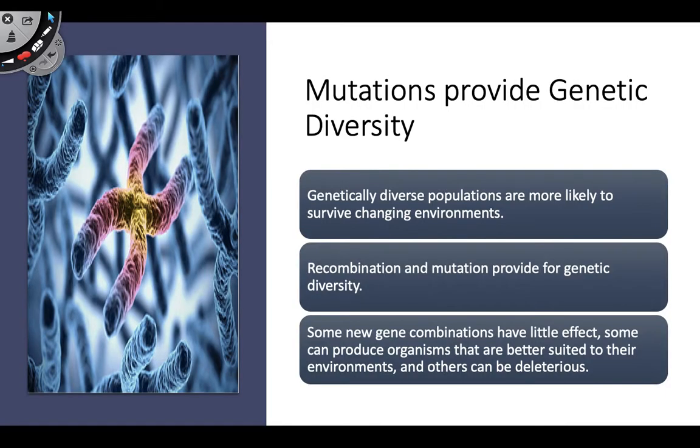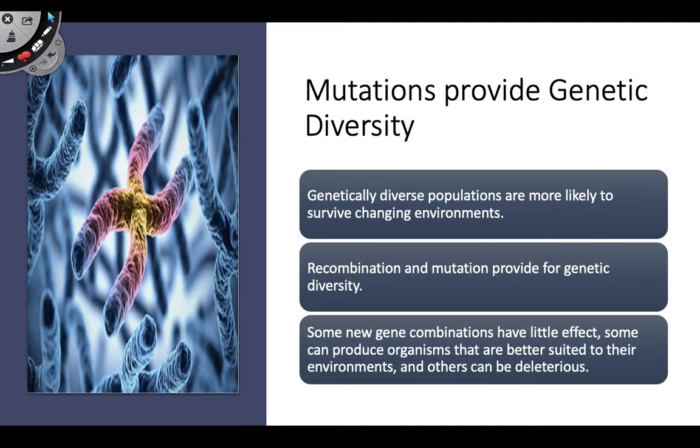Okay, so list 3 ways mutations provide genetic diversity. So we know that if you're a genetically diverse population, you're more likely to survive changing environments. So that means that if a particular environment has a pathogen that makes one person sick and you're all genetically identical, then it's very likely that that pathogen is going to wipe out an entire population. But if you're genetically diverse, then you're more likely to survive.